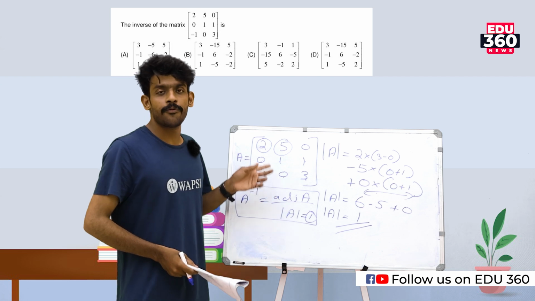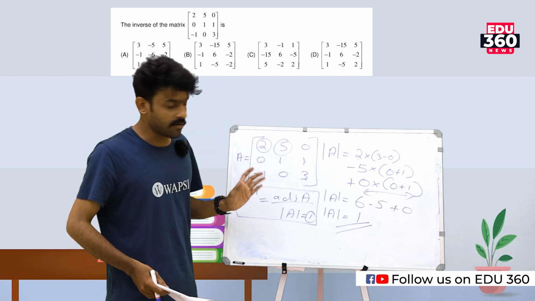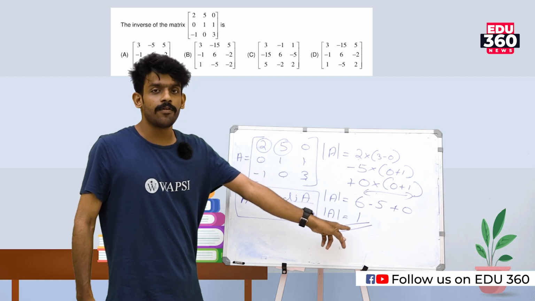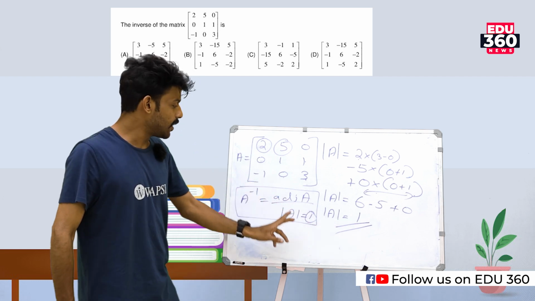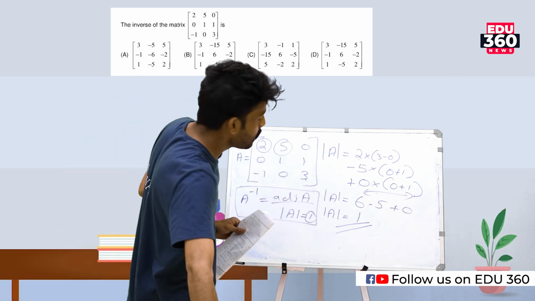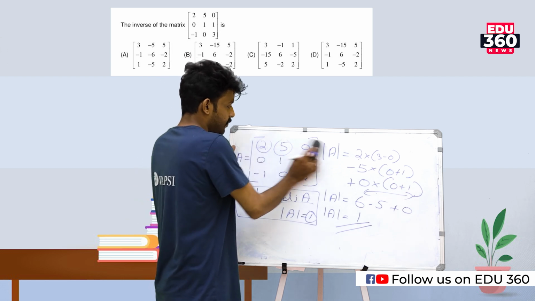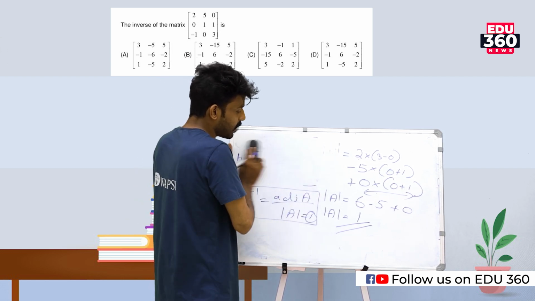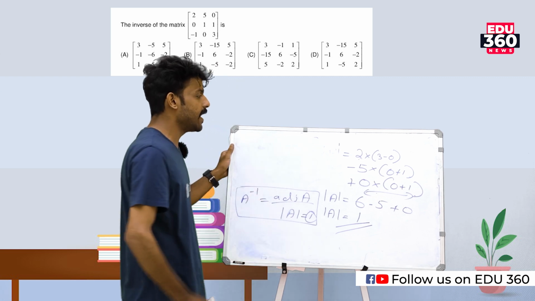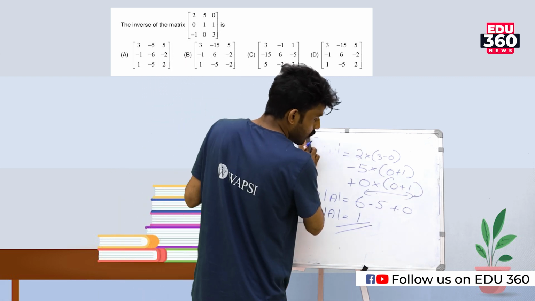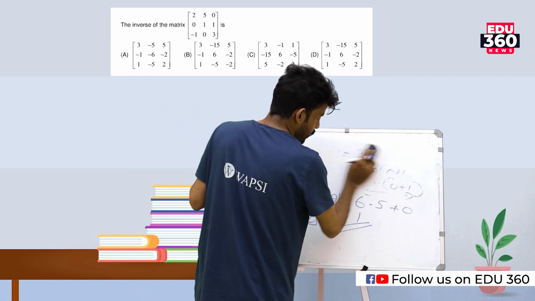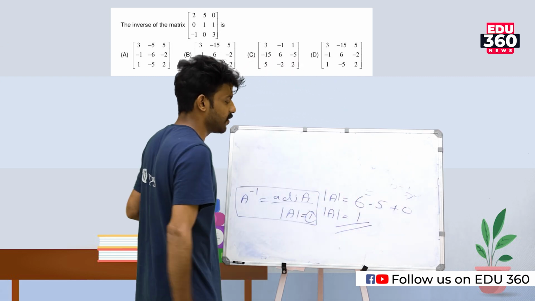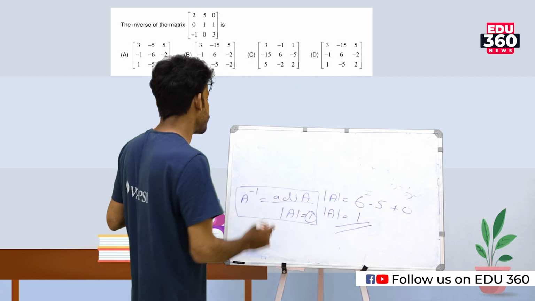In this question, we need to find the inverse of the given matrix. So the inverse of the given matrix is equal to adjoint A divided by determinant A. First of all, we got determinant A is equal to 1. So hereafter, we can find the adjoint A. Before finding the adjoint matrix, we need to find the minors and cofactors. So first of all, let me write the cofactor matrix.